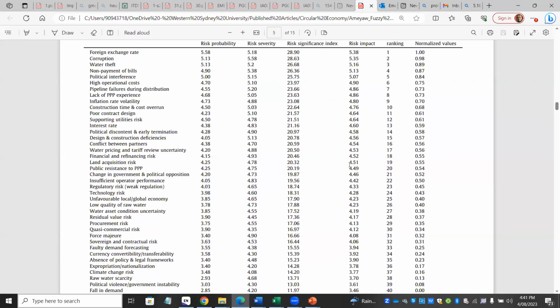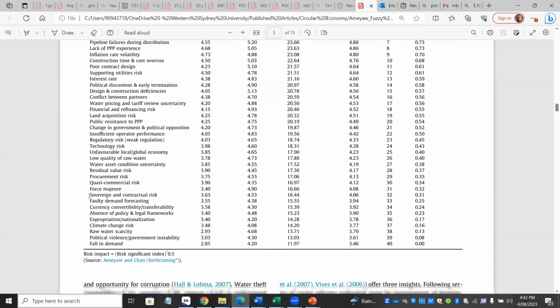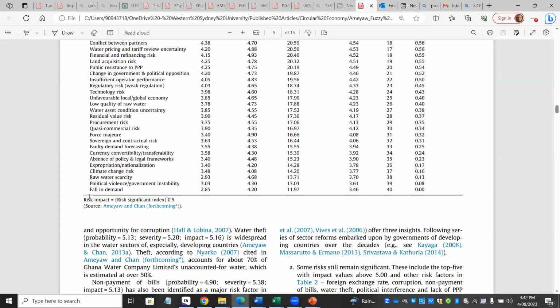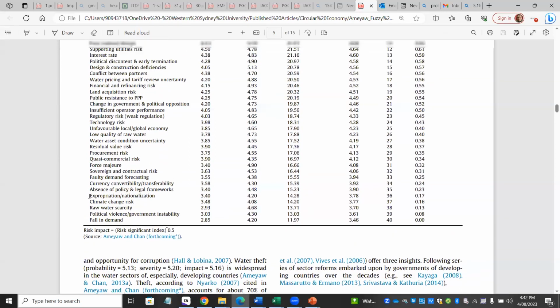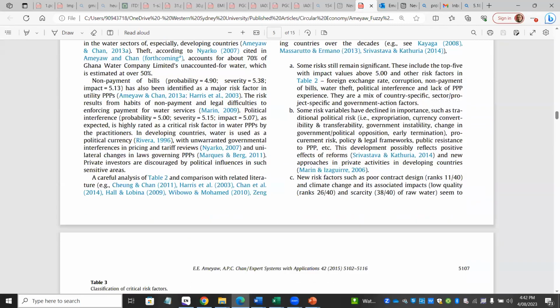So if I'm looking at table 2, all these risk factors, the ones that come after insufficient operator performance, were deemed insignificant. So factors such as regulatory risk, technology risk, unfavorable local and global economy, low quality water assets, residual value risk, procurement, and so forth, were all considered not significant because they didn't meet the threshold of a normalized value of 0.5 and above. I hope it is understood.